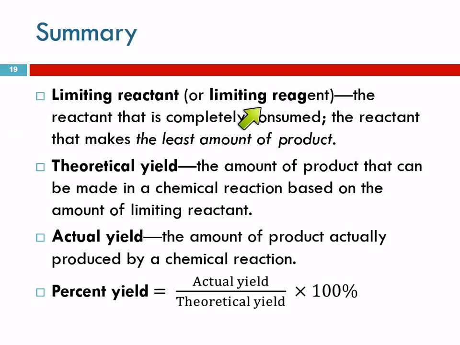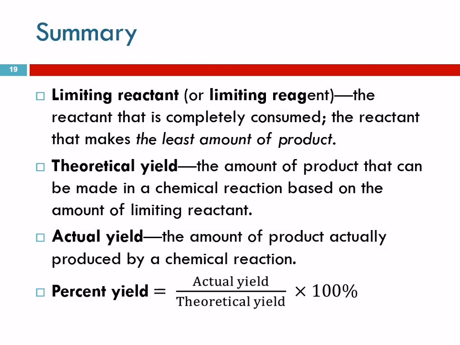The limiting reactant, sometimes called the limiting reagent, is the reactant that is completely consumed, the one that makes the least amount of product. The theoretical yield is the amount that can be made in theory. This is the amount we calculate based on the amount of limiting reactant. So this is calculated. Actual is measured experimentally. So in lecture, the actual yield always has to be given to you because we're not doing an experiment. So we'll give that to you.